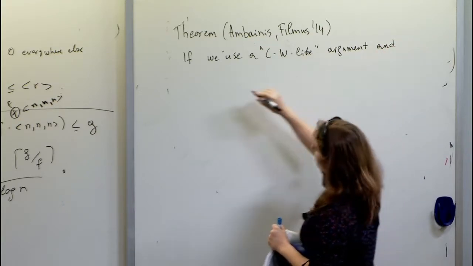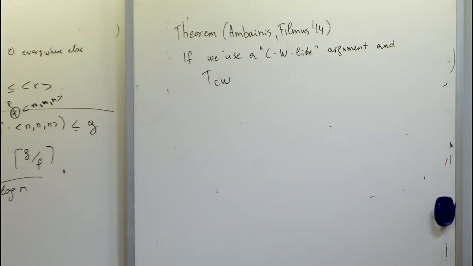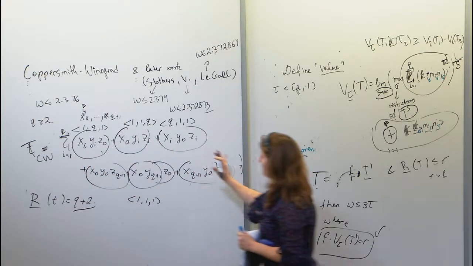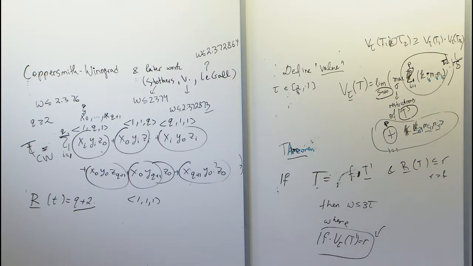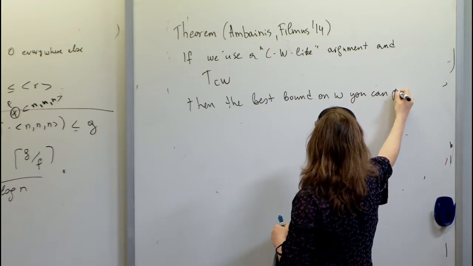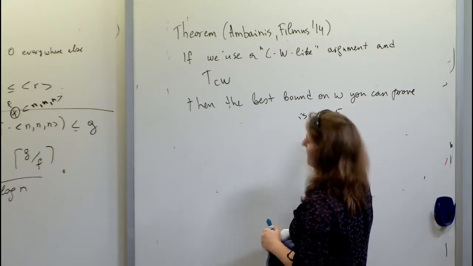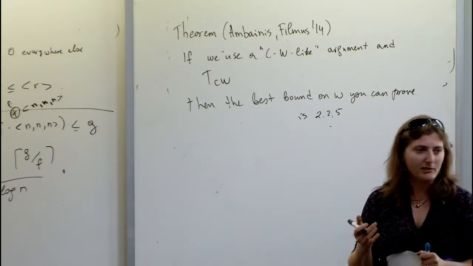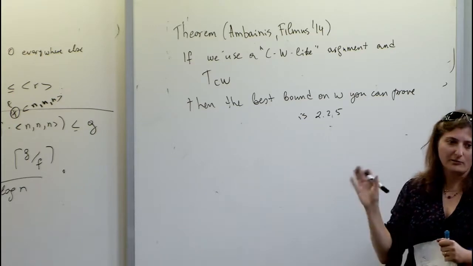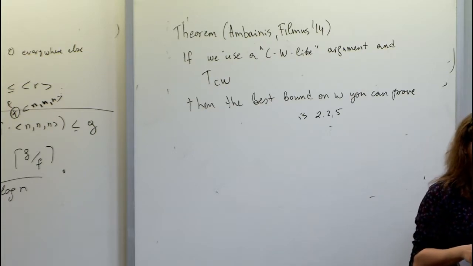And TCW, where TCW is this particular tensor, then the best bound on omega you can prove is 2.25, which for me is nice. But this also means that if we restrict ourselves to any of the arguments that we have been using with this tensor, we won't be able to reach omega equals 2.